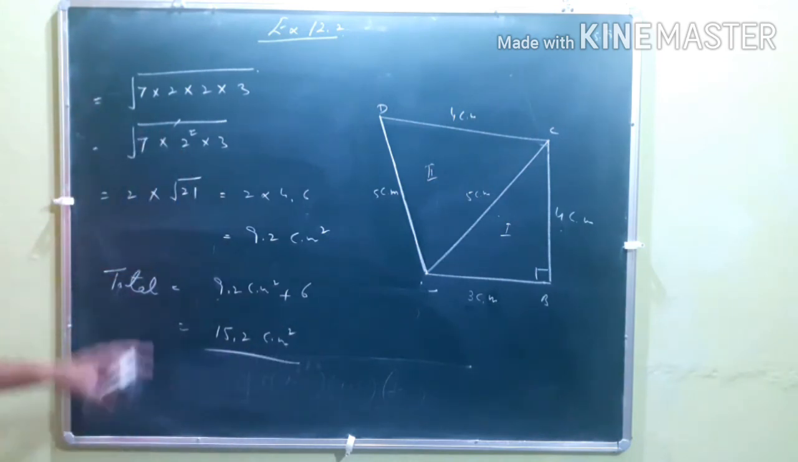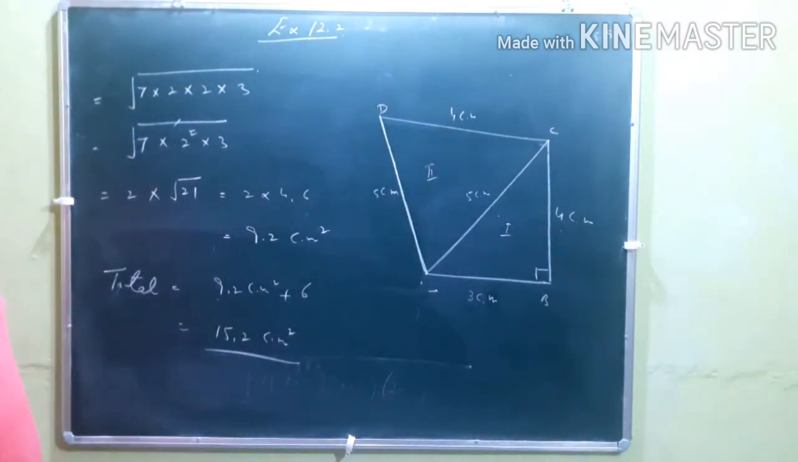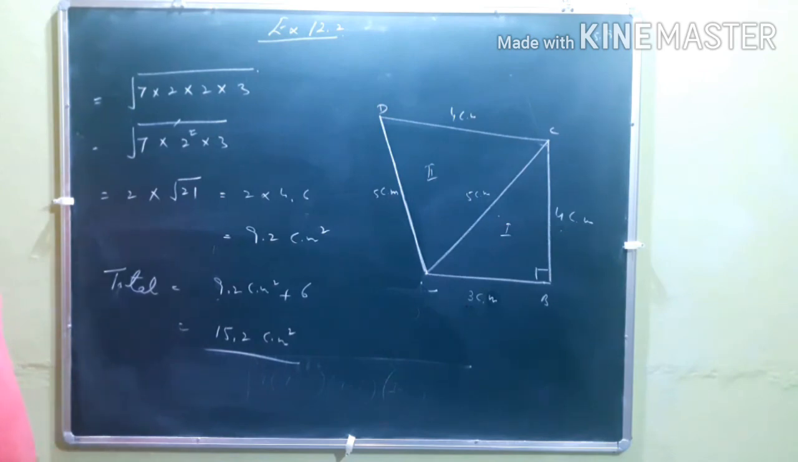So this is actually the technique to find the area of some quadrilateral. Divide the quadrilateral into two triangles and then find the area of these two triangles, and at last add these. This calculation gives you the total area of the quadrilateral.